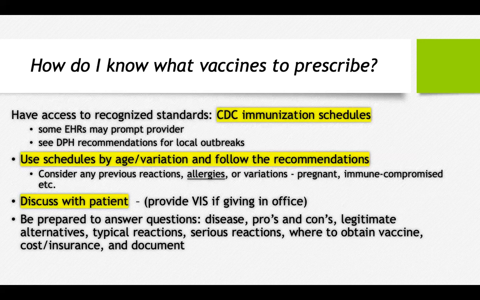I'm licensed in a couple of different states, and it's interesting to read the Department of Health recommendations for each state and see the variations in how different governments handle things differently. You want to make sure you use schedules by age and variation and follow those recommendations. You want to consider any previous reactions prior to giving a vaccine. You always want to say, have you ever had a vaccine before, or have you ever had a reaction to any vaccine that you have received? You want to check allergies or variants, such as pregnancy, obviously, if a patient is pregnant, or if they're immunocompromised.